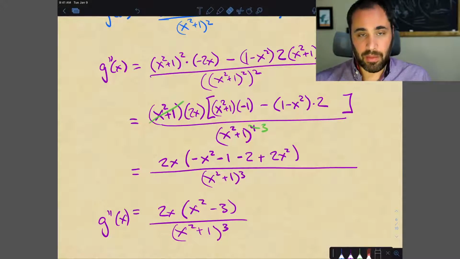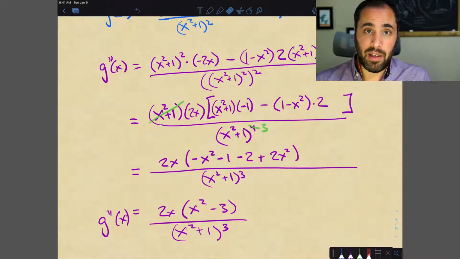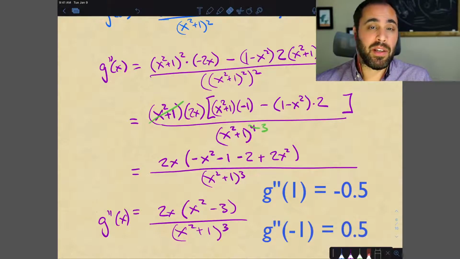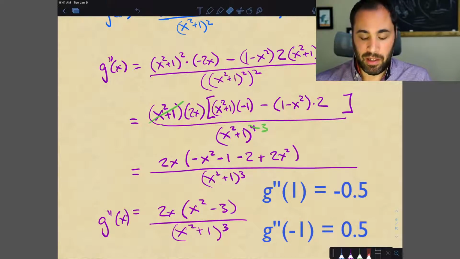Now, to apply the second derivative test, I could just plug in here our critical points 1 and minus 1. I would find that g double prime of 1 is minus a half. I would find that g double prime of minus 1 is positive a half. And the second derivative test tells us what to do there. I'm going to make it a little more complicated because we're going to use what's coming a little later on. So let's do something like we did before.